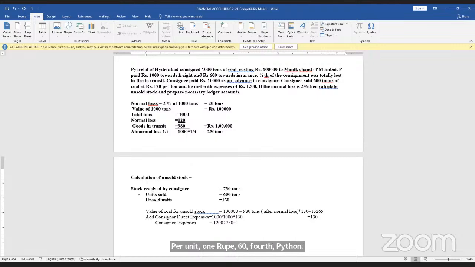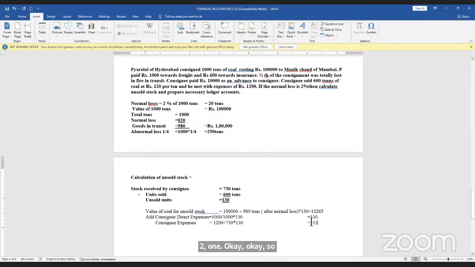Okay, into 130 units of unsold stock. How much do you get? 213. Very good. So this is the consignee expenses.